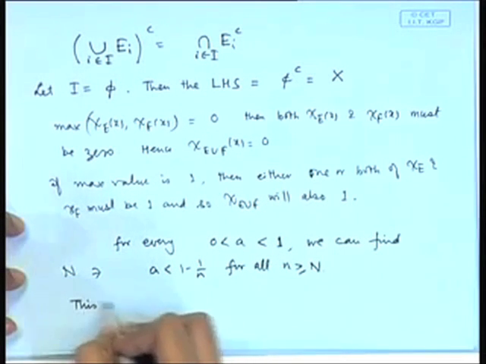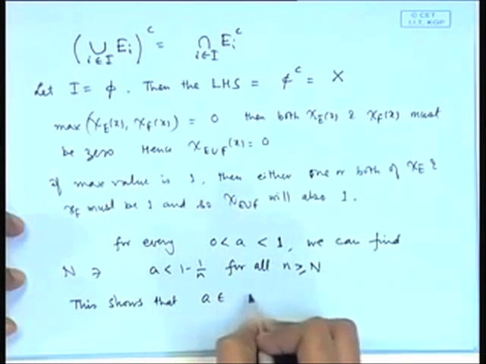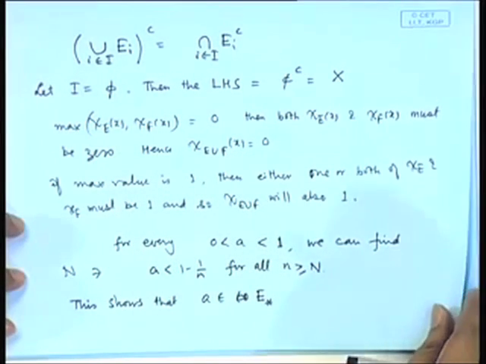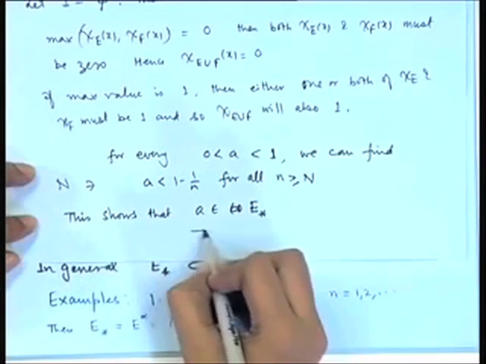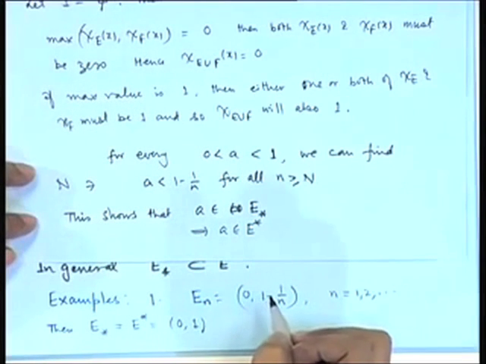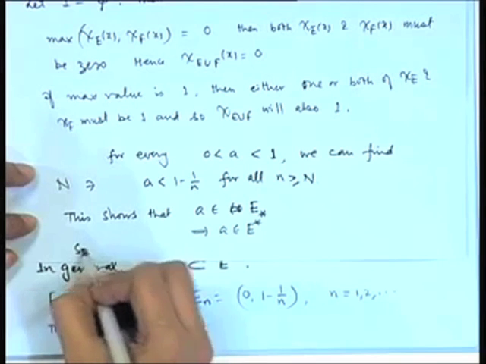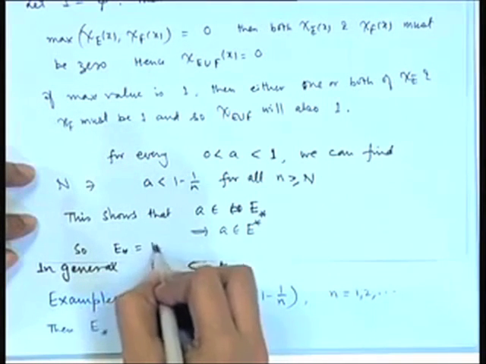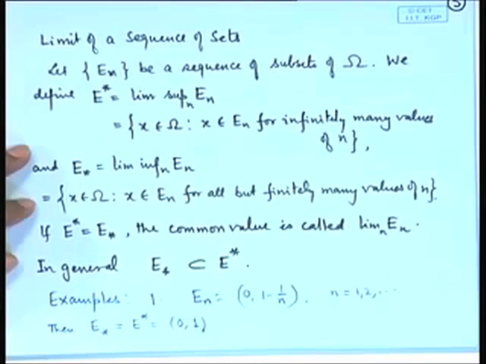This shows that a will belong to E lower star. This also shows that a will belong to E upper star. So E lower star is equal to E upper star, which is equal to the interval 0 to 1. So this is a case where the limit exists.